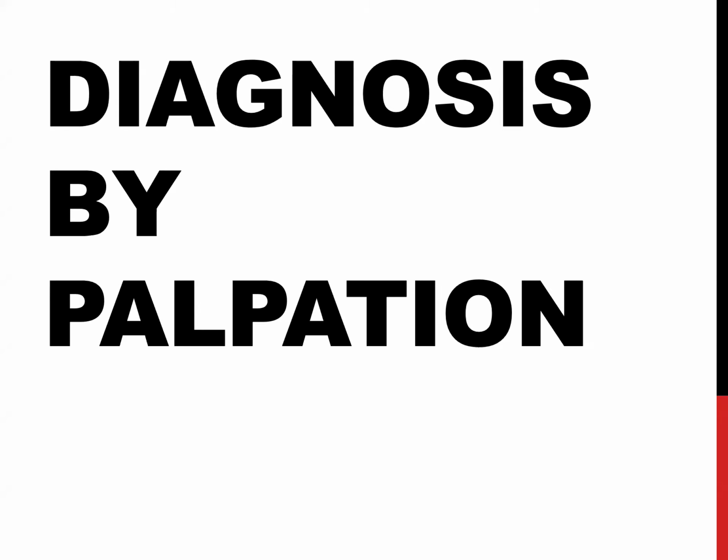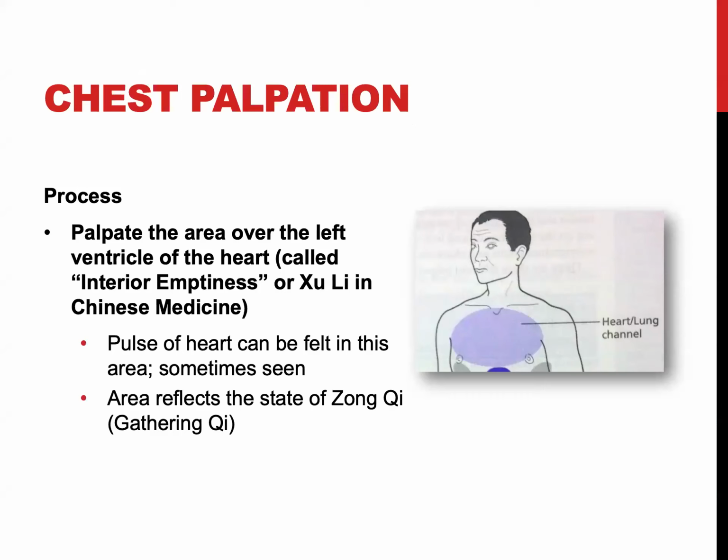Good afternoon, classmates. So the topic for today is diagnosis of restlessness. Chest palpation. The process is to palpate the area over the left ventricle of the heart, called interior emptiness or deficiency in Chinese medicine. Nandiyan po yung drawing po. The pulse of the heart can be felt in this area, sometimes seen. The area reflects the state of Zong Qi, or the gathering Qi.